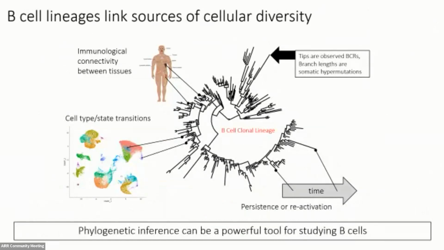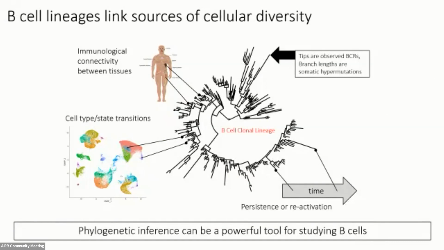So the focus of this talk is B cell lineage trees, and B cell lineage trees are models of the series of mutations leading from the unmutated clonal ancestor of a B cell clone to each of the observed sequences at the tips. So the tips of these trees represent our observed BCRs, and the branch lengths represent somatic hypermutations. One of the most useful aspects of B cell lineage trees is that they provide a historical axis to understand different sources of B cell diversity.